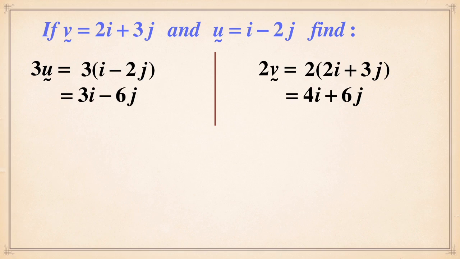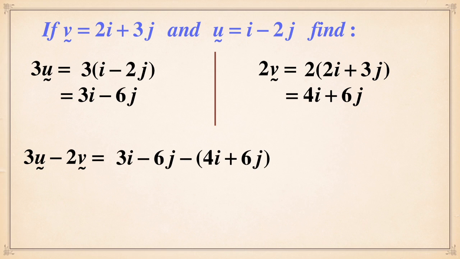If I wanted to calculate 3u minus 2v, then I would write down the value that I got for 3u, which is 3i minus 6j. I would then say minus the value of 2v, make sure you put it in brackets, which is (4i plus 6j). And I would just work it out like ordinary algebra to get minus i minus 12j.